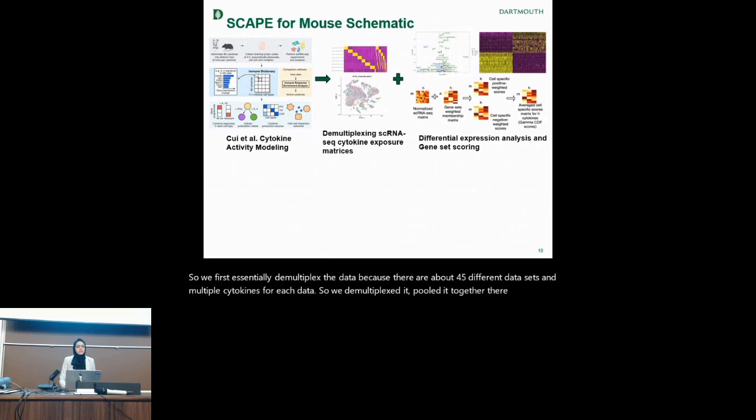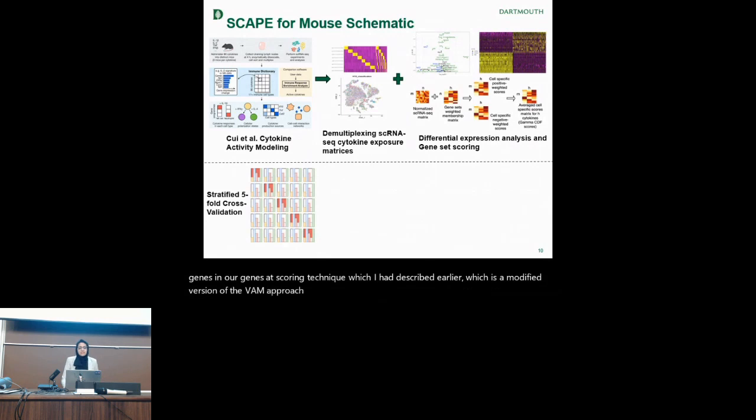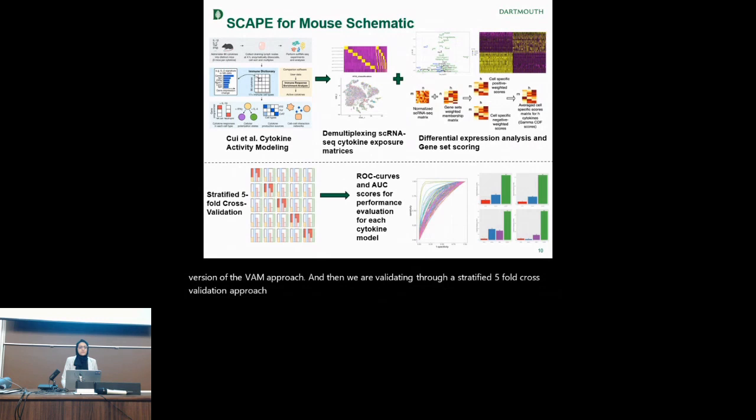There are a little over 350,000 cells. And then we are performing differential expression analysis to get a list of genes that are both positively and negatively differentially expressed, and then using those genes in our gene set scoring technique, which I had described earlier, which is a modified version of the VAM approach. And then we are validating through a stratified 5-fold cross-validation approach, and also generating ROC curves and AUC scores to evaluate the predictive accuracy of our models.